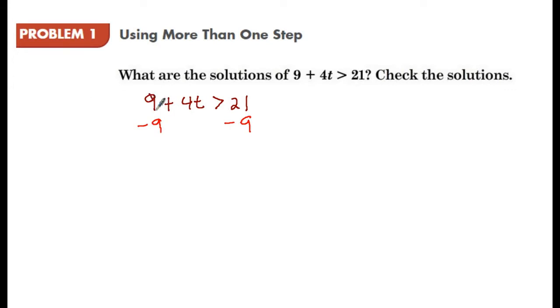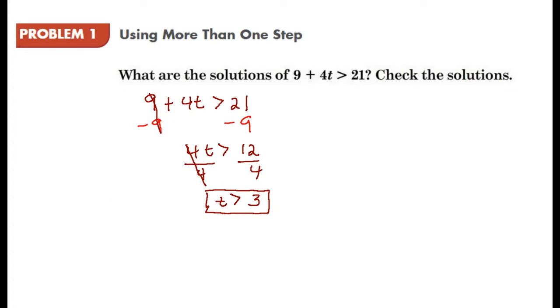The 9s will cancel, and you've got 4t greater than 12. We're going to go ahead and divide by 4 to get rid of the 4 in front of the t. Because the 4 is positive, we are not going to change the sign. That will still be the same. So t has to be greater than 3. So there's our solution to the inequality.